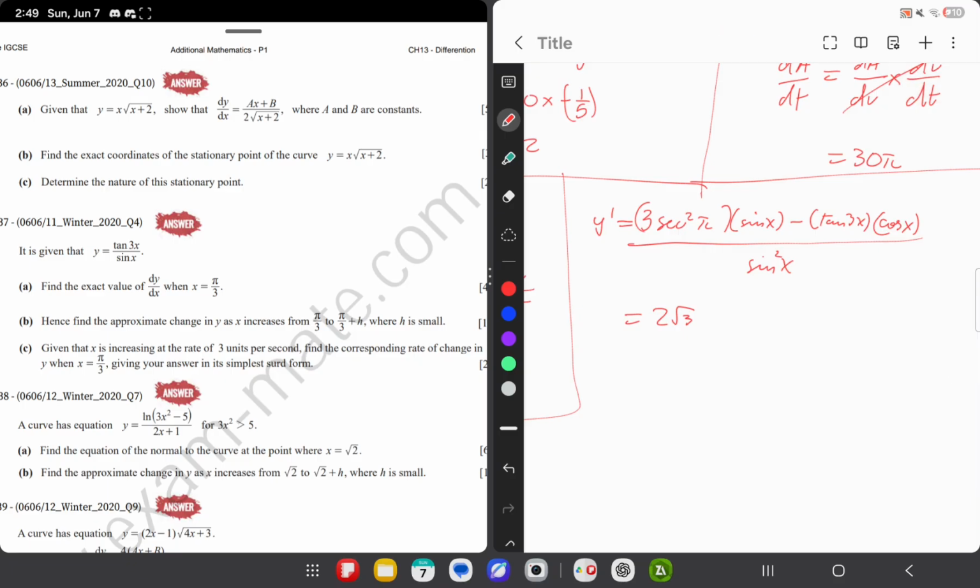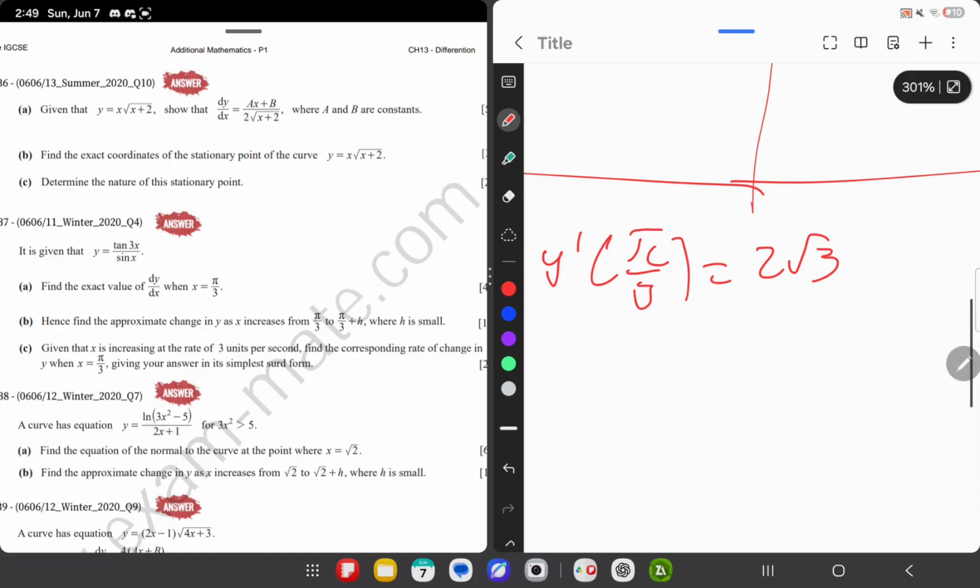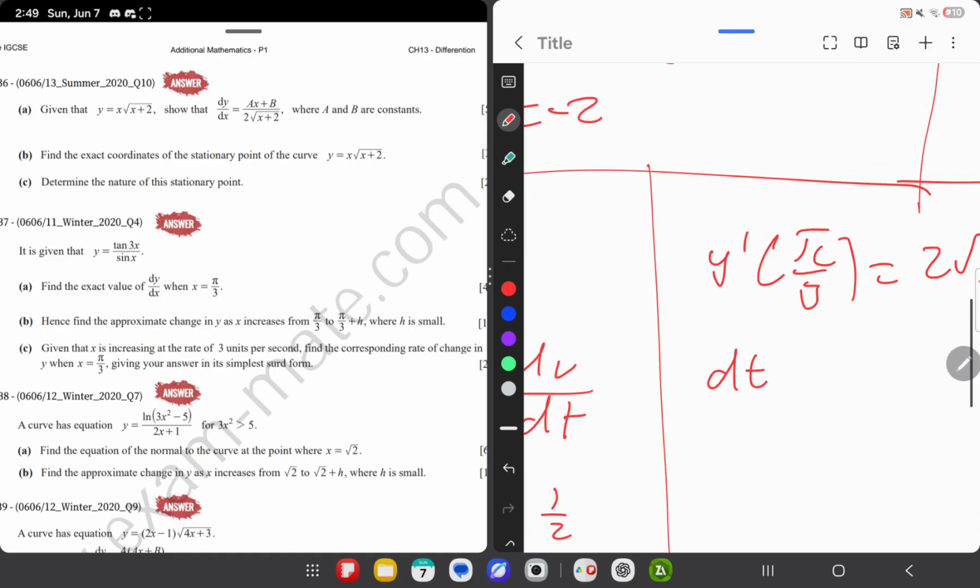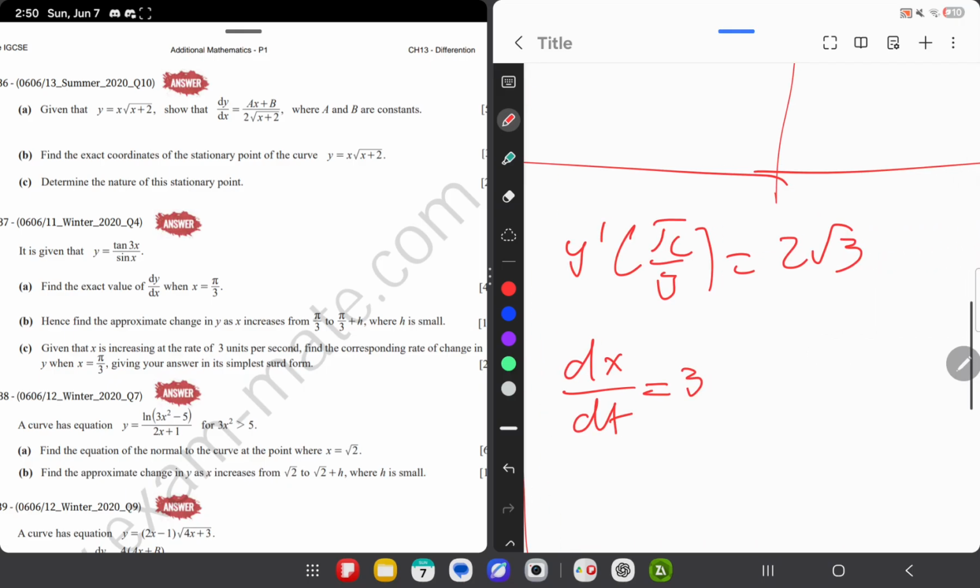Correct. Hence find the approximate change as y increases, and so on. No, this is not on today's agenda, so sorry about that. We know y prime of pi over 3 is equal to 2 root 3. I still have the monster equation, don't worry. Given that x is increasing at the rate of 3 units per second, we know dx over dt is equal to 3. Find the corresponding rate of change in y when x is equal to pi over 3, giving your answer in simplest surd form.